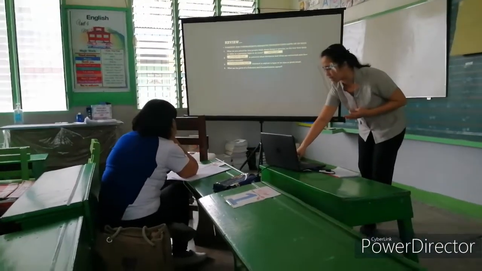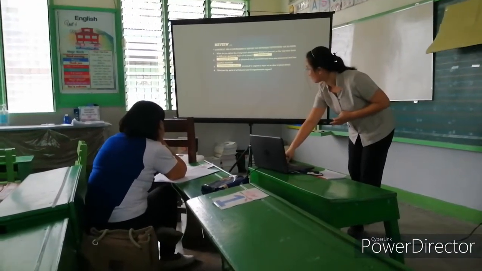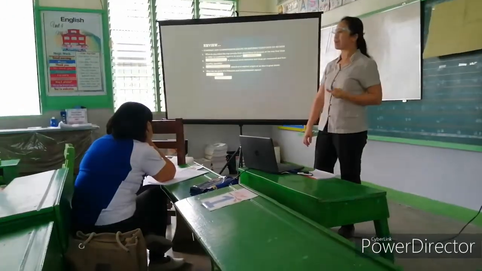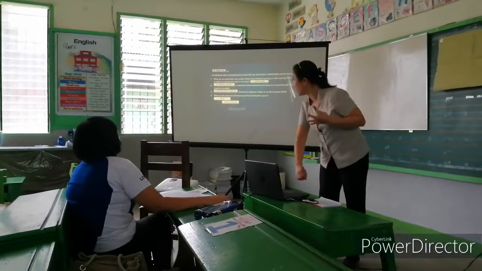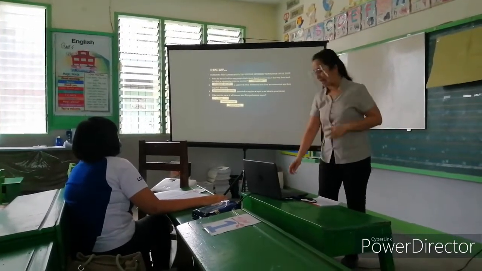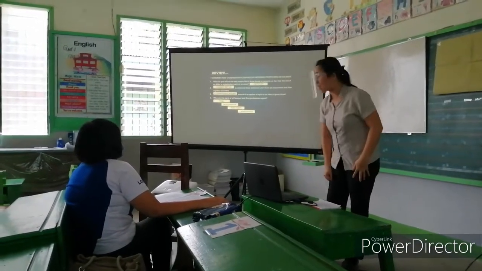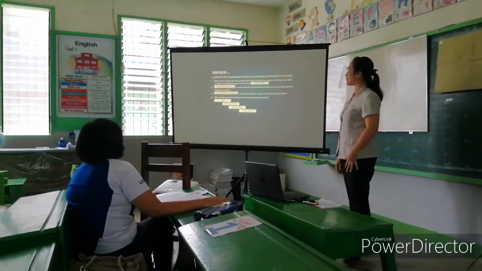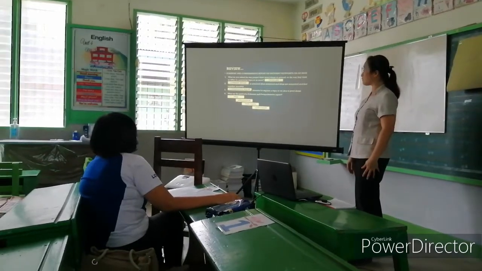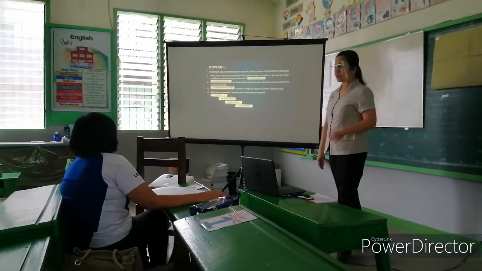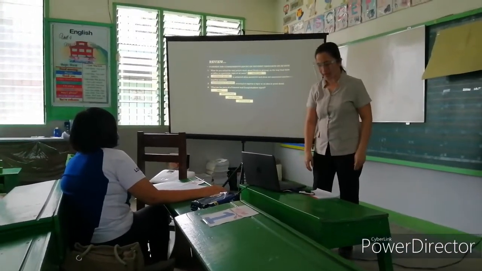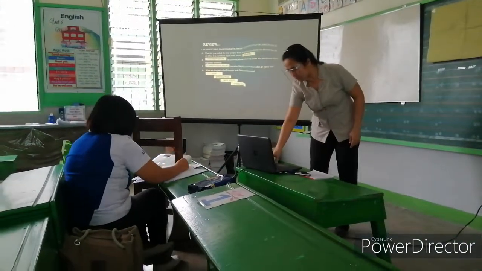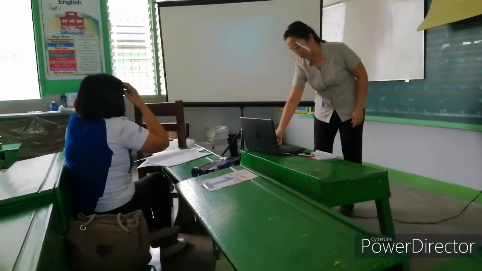So the parts of the coherent and comprehensive report are, okay, very good. First, we have the title. Second, we have the introduction. Third, we have the main points. And lastly, the conclusion. So these are all about the coherent and comprehensive report on different viewpoints on an issue that we have tackled last week. Okay, so very good.